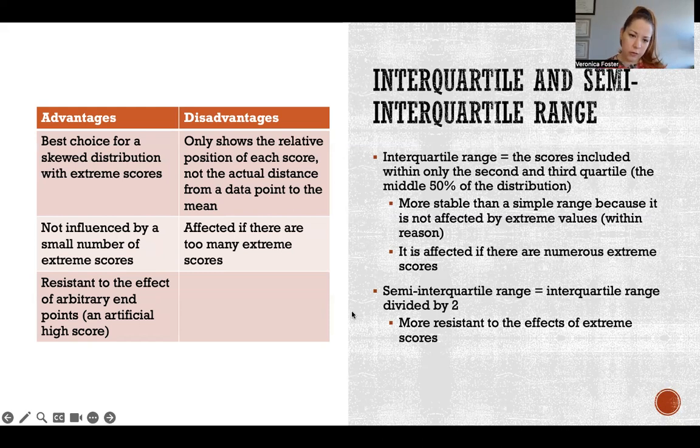Now, disadvantages, as I already mentioned, if there are a lot of extreme scores, it will affect your results here. And then the other big disadvantage is it only shows the relative position of each score. So we're not looking at how far each data point is from the average. Instead, we're just looking at where each data point is positioned relative to the center of the data. So it's not very useful in terms of seeing how distributed the data are, like how far the data points deviate from center, because it only shows the relative position of each score.